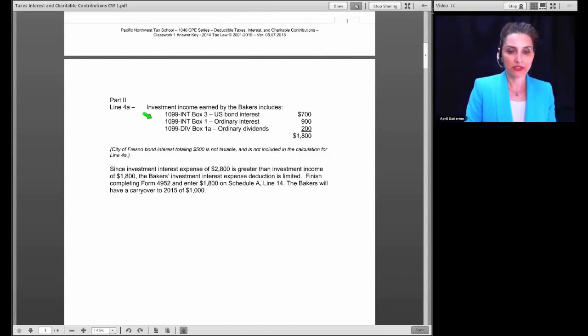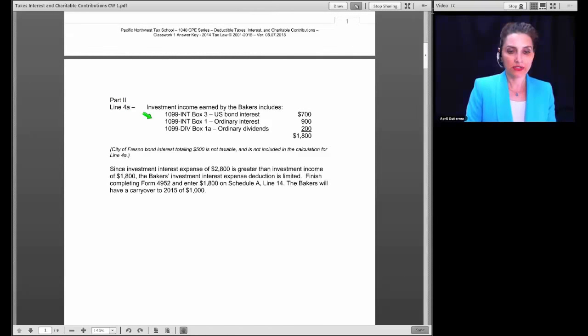I'm going to just hide this for a quick second so we can return to the problem. When we look at the second page of this problem, we see that we have investment interest in box 1 of $900. We have ordinary interest in box 1 of $900. And we have U.S. bond interest of $700. We're going to add those together, and when we do that, we get $1,600. We're then going to move over to the 1099 DIV, and we're going to see that we have $200 of ordinary dividend income. So that $200 plus the $1,600 is where we get $1,800.